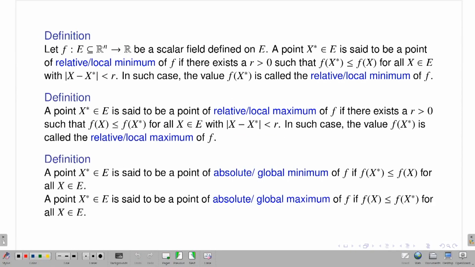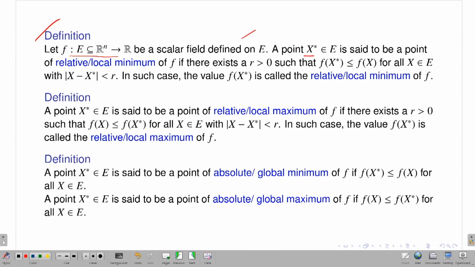So, the first definition is that of relative or local maxima, or relative or local minima; it is the same thing. So, what is that? I am starting with a function f from some set E, a subset of Rn, to R, so it is a scalar field. Look at the definition very carefully.